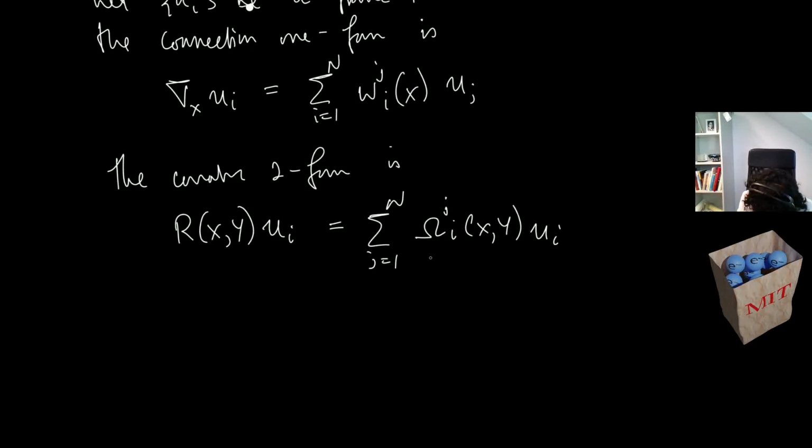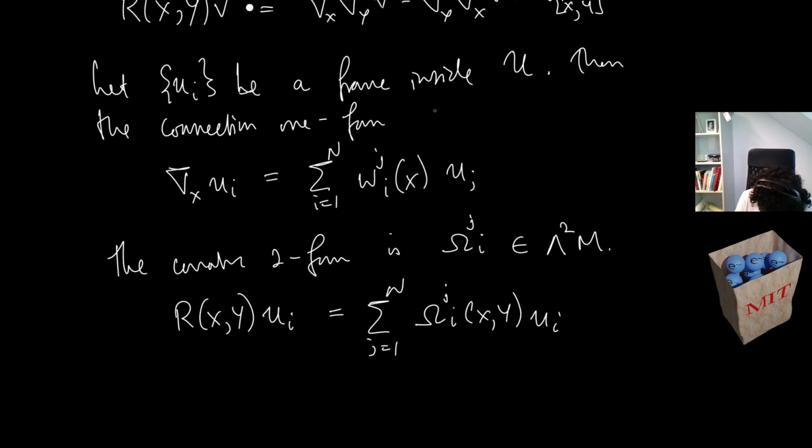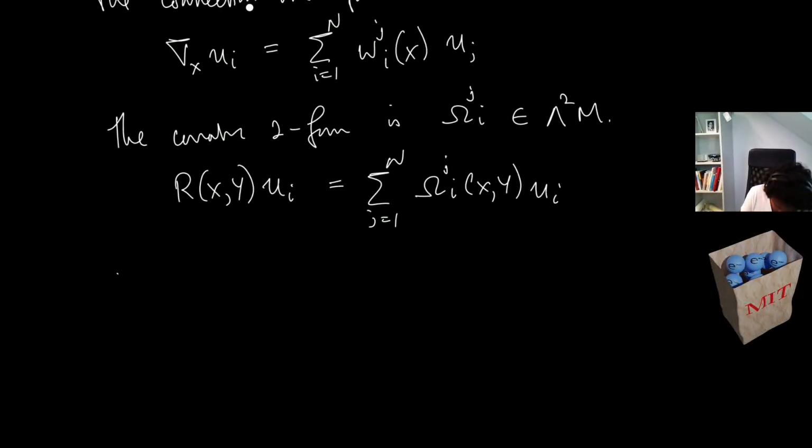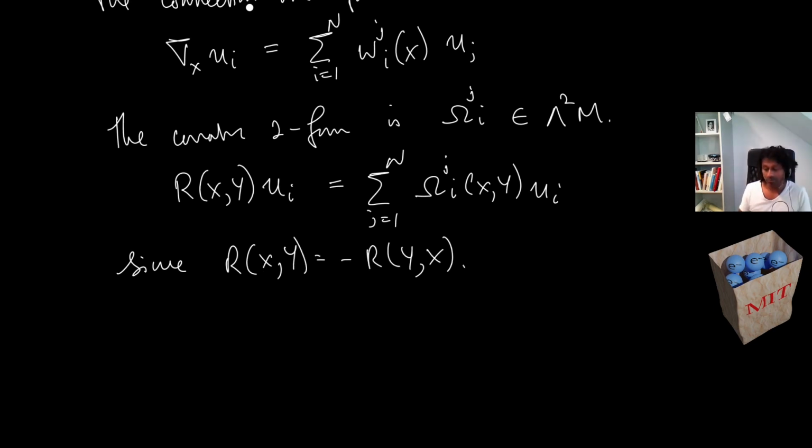And so the curvature 2 form is this Ω^j_i, where this is now a 2 form on M, and I should say the connection 1 form, this is Ω^j_i, is a 1 form on M. So why is this true? Well, we know that R(X,Y) is equal to negative R(Y,X), right? So this is the reason that this is a 2 form. Okay.